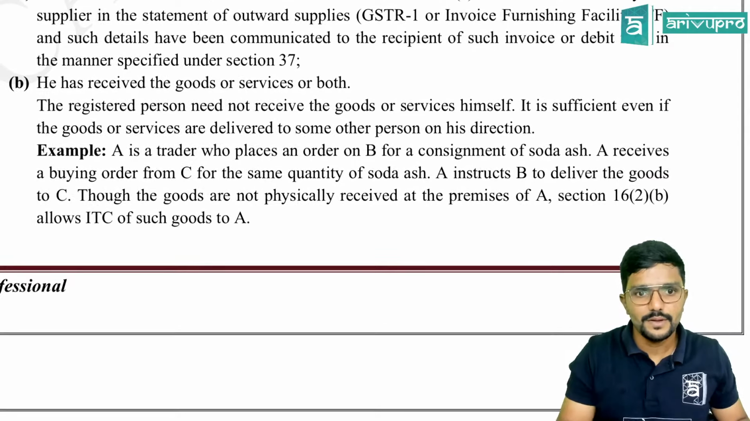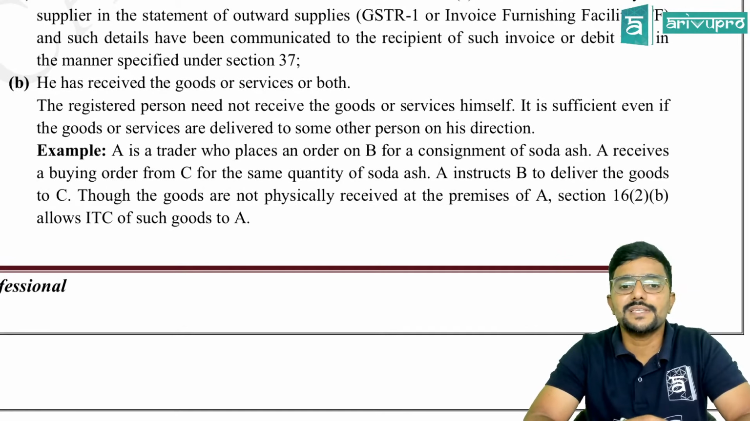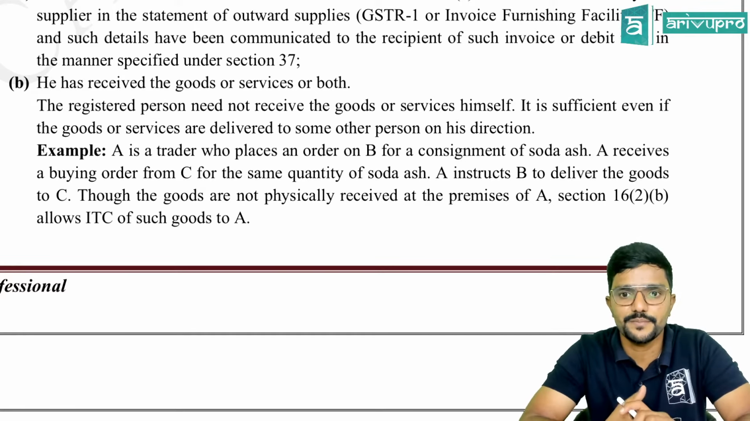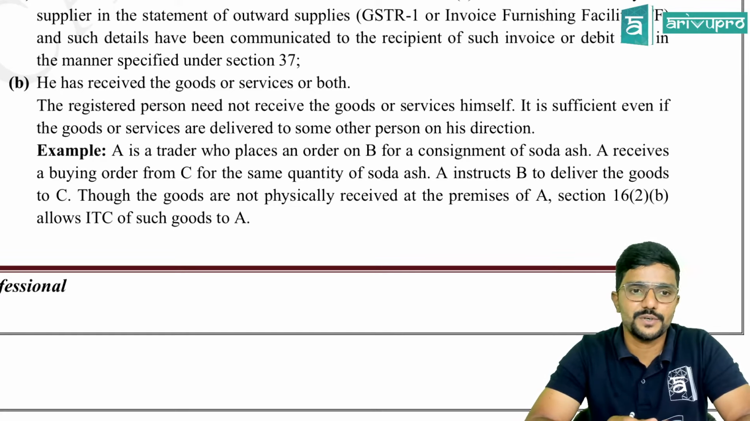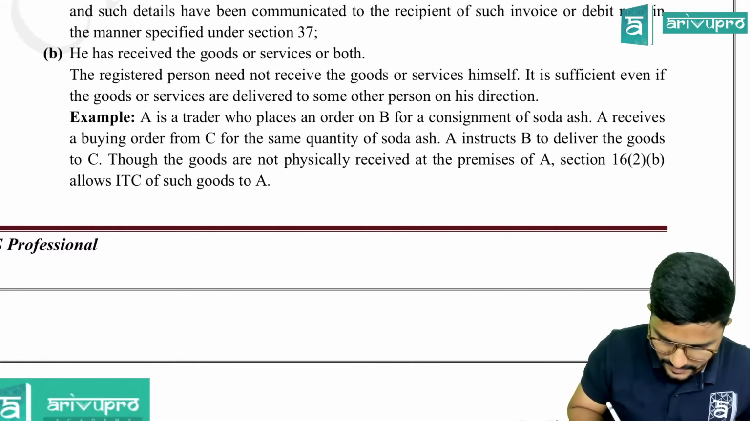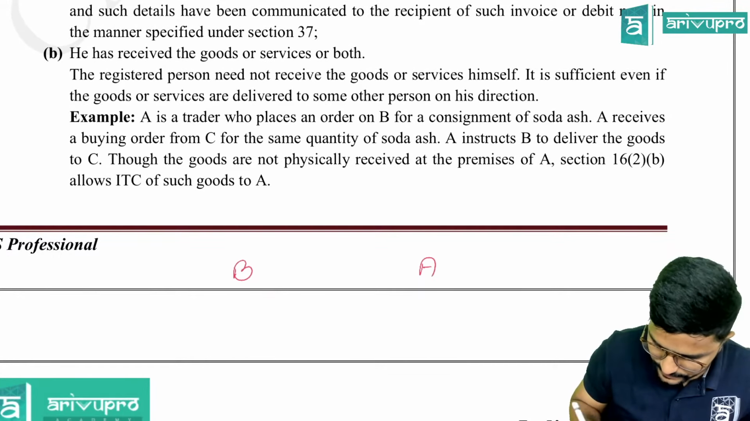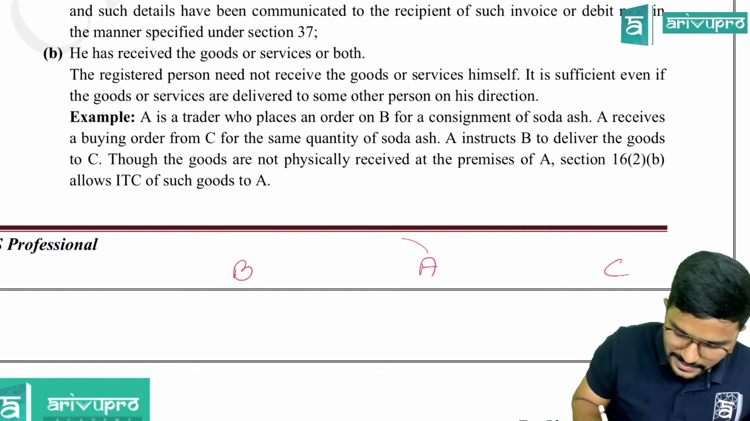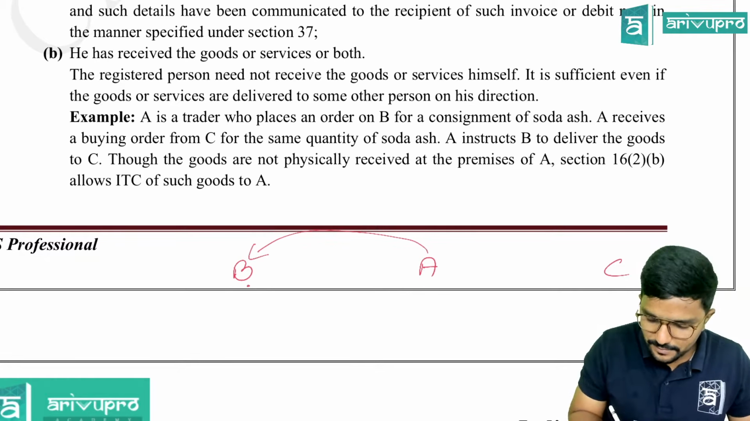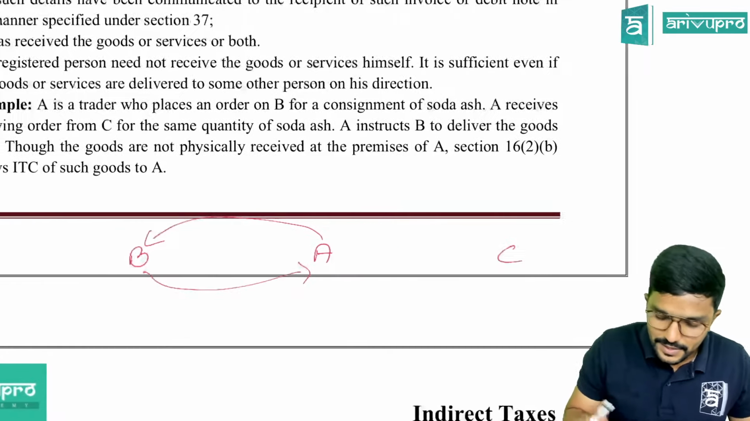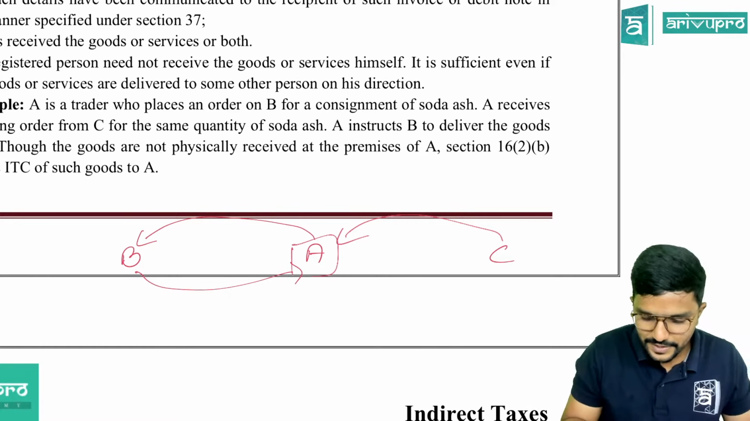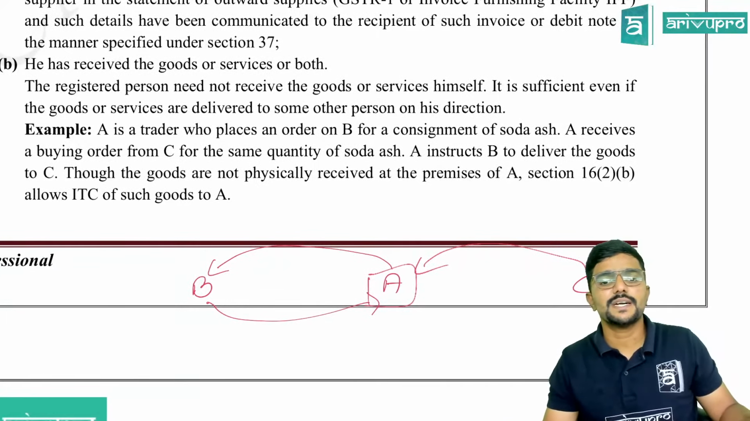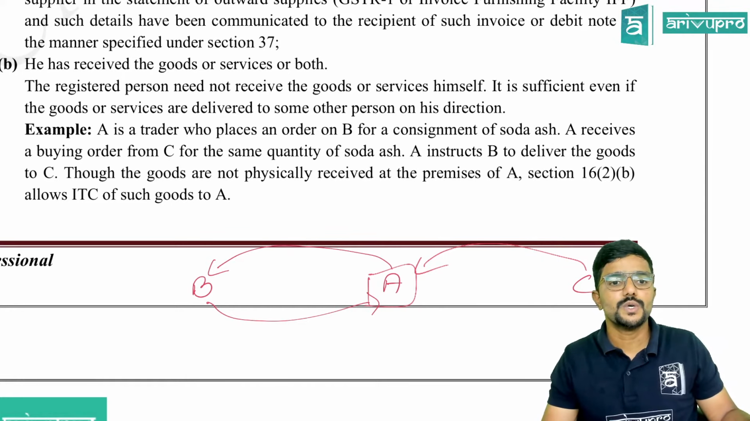Example, A is a trader who places an order on B for a consignment of soda ash. So A is the recipient, B is the supplier, guys. A receives a buying order from C of the same quantity of soda ash. Okay, so it is like this. A has placed the order with B. So B will supply the goods to A. But A has received the order from C. So C is the customer of A.